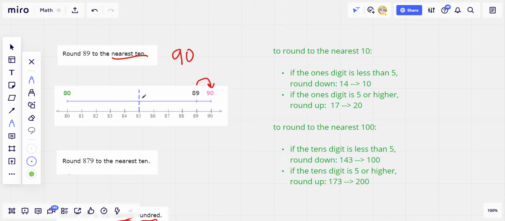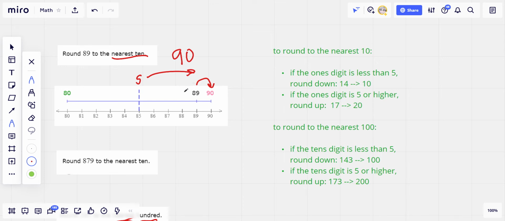In fact, any number 5 or above goes up to 90, and any number below 5 goes to 80. 5 is sort of a special case. It's exactly in between, and we all agree together that we're going to round those up. That's just how we do it. So that's rounding to the nearest 10.